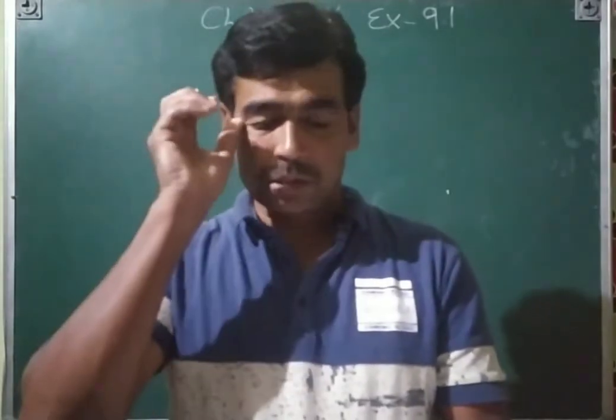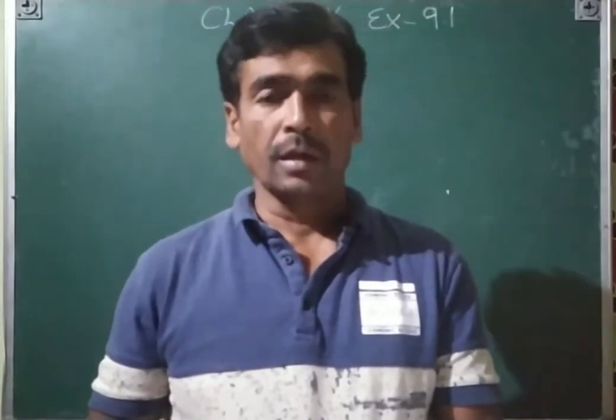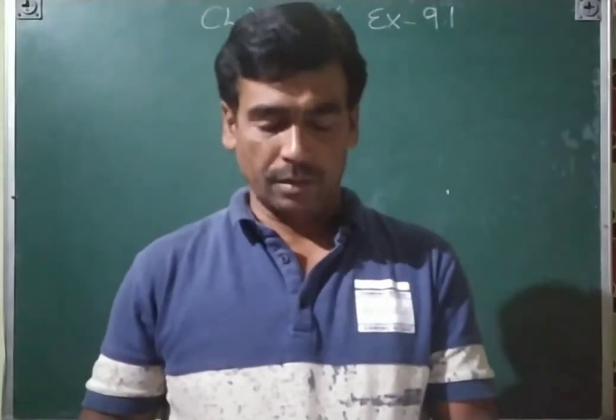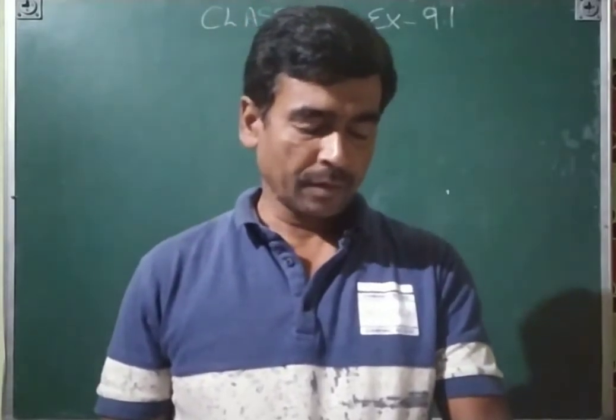Chapter 9, Some Applications of Trigonometry. Trigonometry you have already known. In some applications, we will find the height of any object, the base can also be found, and then the hypotenuse also. So 9.1, only one exercise here.